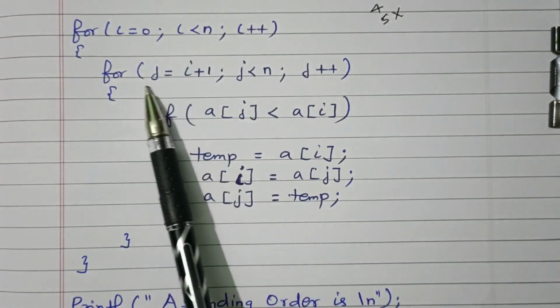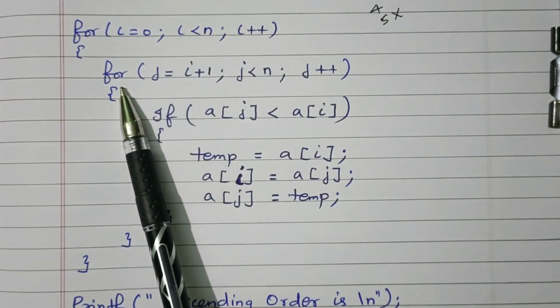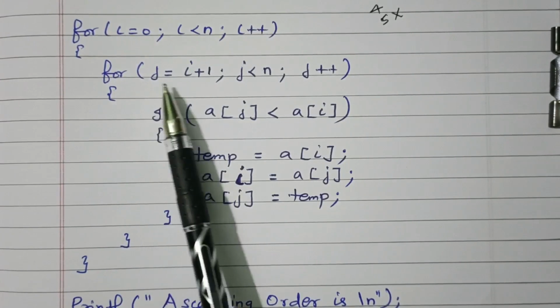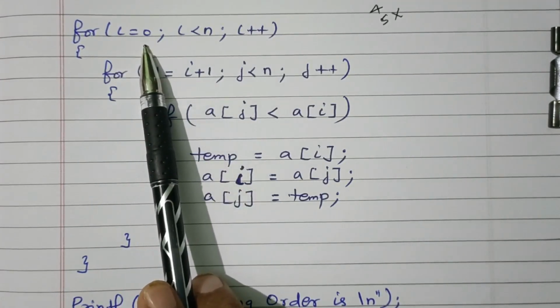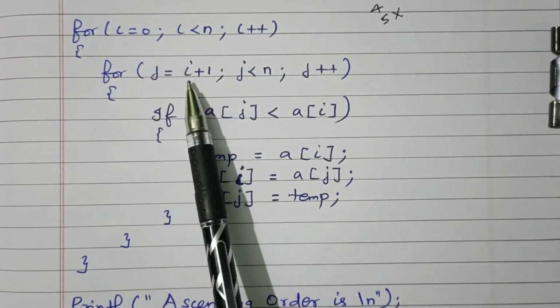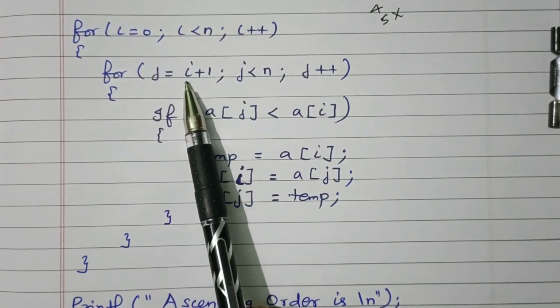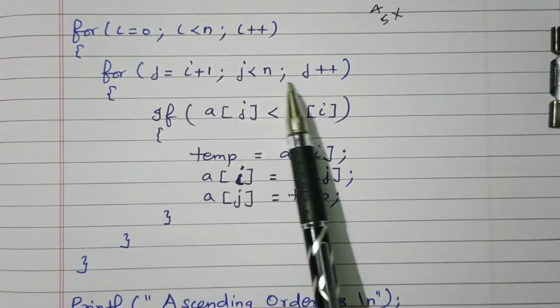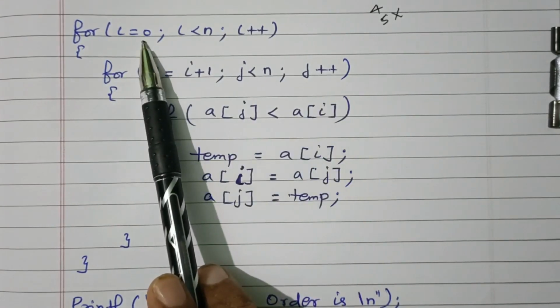Then we go to one more loop, because the first number needs to be verified with the remaining numbers, right? So j equal to i plus 1. i equal to 0 means the first number, and we need to check it with the second number. So i plus 1: i equal to 0 means j will be 0 plus 1, that is 1. This is the first number, and this will be the second number. j less than n, j plus plus, right? So i equal to 0 now, the first number.